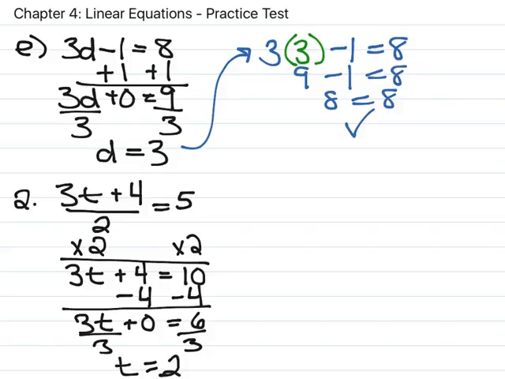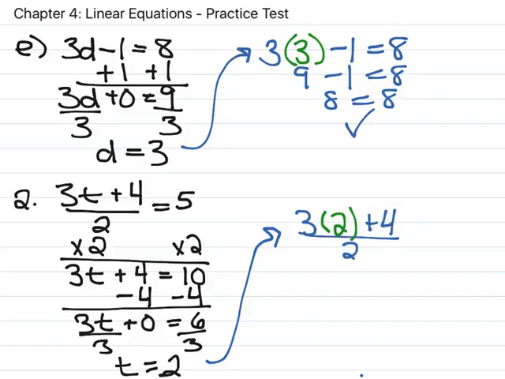Here they don't ask you to check, but I'm going to check it. So you have 3 times 2 plus 4, all divided by 2 is equal to 5. So 3 times 2 is 6, plus 4 is 10. 10 divided by 2 is 5. 5 equals 5. Correct.